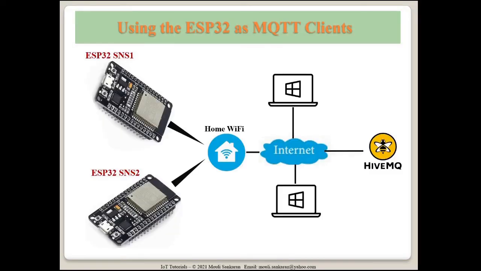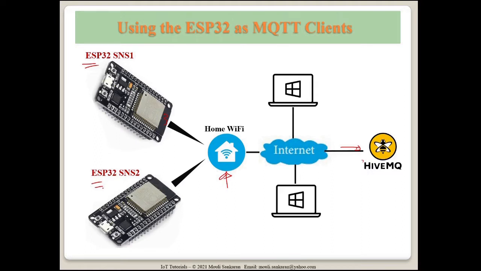Now quickly I will give you the architecture which I explained some time back. We have two boards. These are the dev kit version 1. It has built-in Wi-Fi. The antenna is here, so it can communicate with the home Wi-Fi that I have. Both of them are connecting to the broker through the internet, because this Wi-Fi provides internet access.